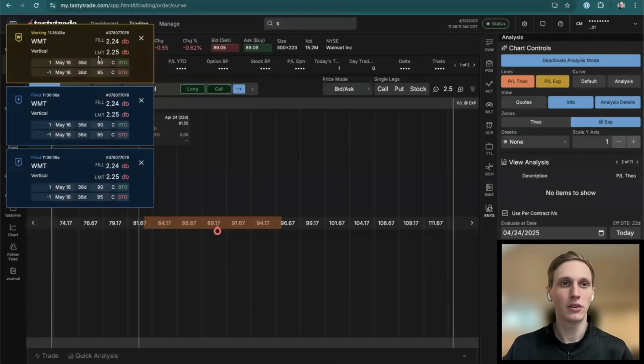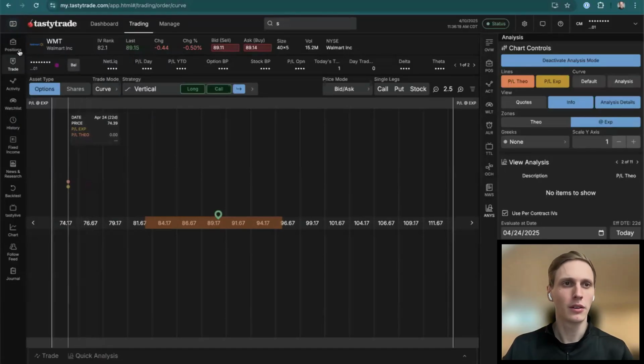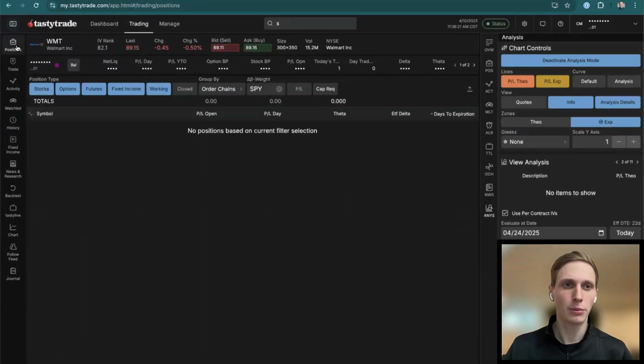And now in this case, we have our working order and we got filled on it. So we placed a limit at 2.25 there. We got filled at 2.24. So very nice there, a little bit of price improvement.